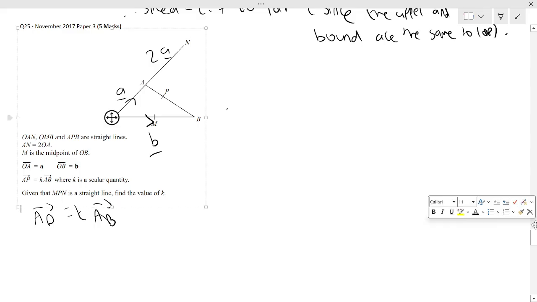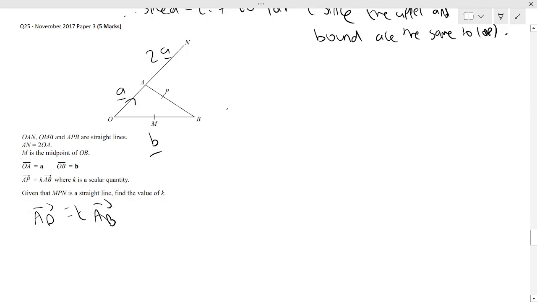Okay, and we're also given that MPN is a straight line. Now, they're not given this to us, but we can add it on. So N to P to M, a really wobbly line, but it's going to look like this, and that's a straight line. Okay, so how are we going to work out AP, or a value of K?